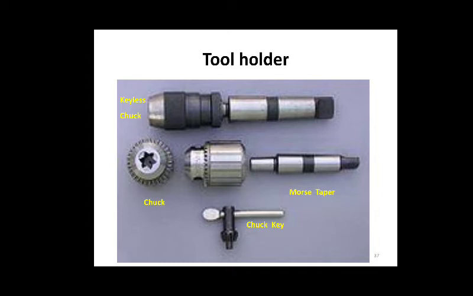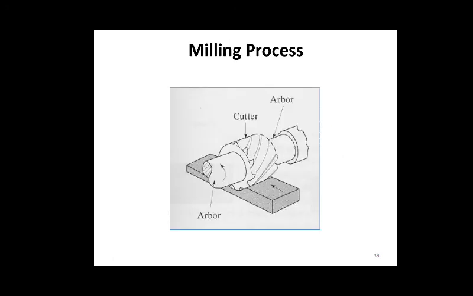Now next we are going to see the milling machine. So milling is a cutting process that uses a multi-edge cutting tool to remove material while traveling along various axes with respect to the workpiece, able to generate complex shapes and profiles.